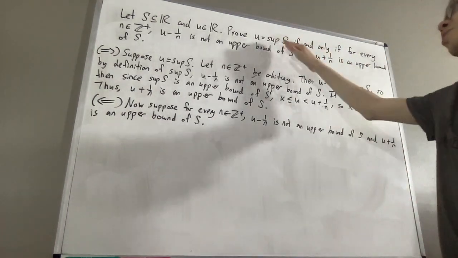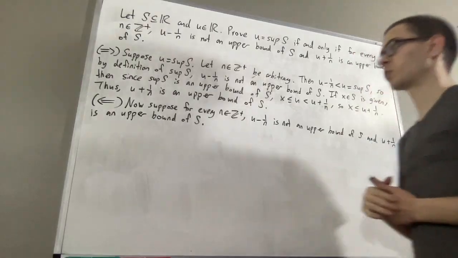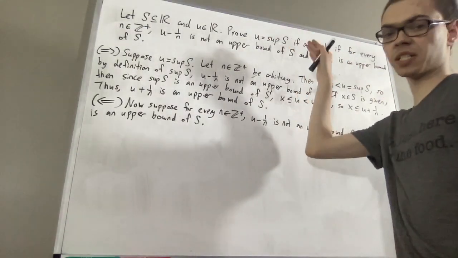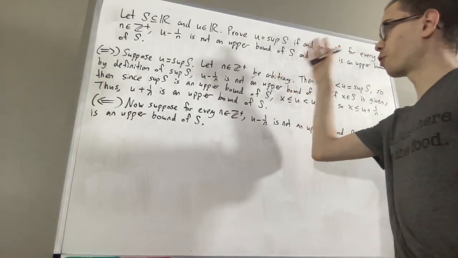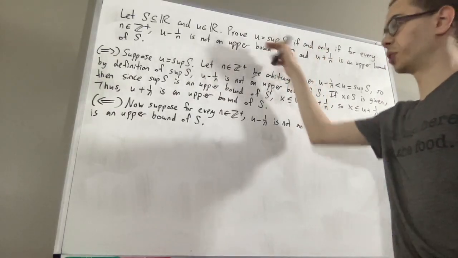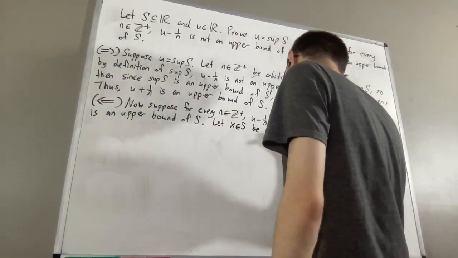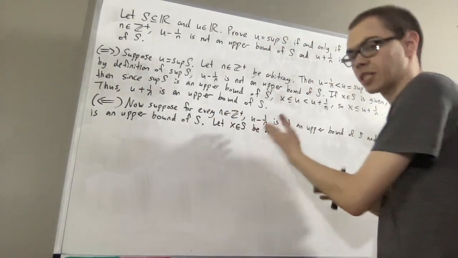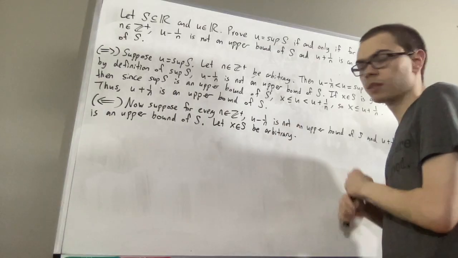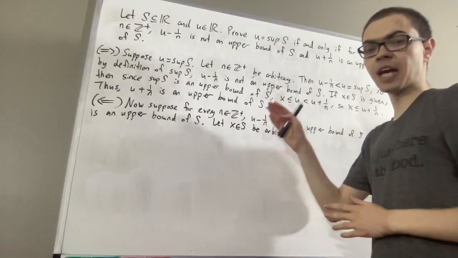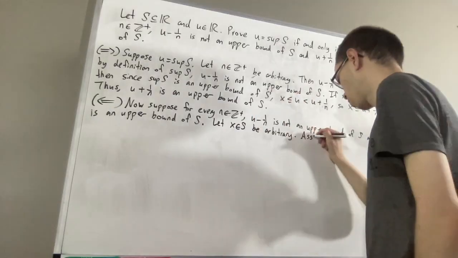And we're going to show U is the supremum of S using the definition of the supremum. So first, we want to show that U is an upper bound of S. So we want to show for every x in S, x is less than or equal to U. So let's give ourselves an arbitrary x in S. From here, we want to show x is less than or equal to U. Now, what we're going to do here is we're going to assume for a contradiction x is greater than U.